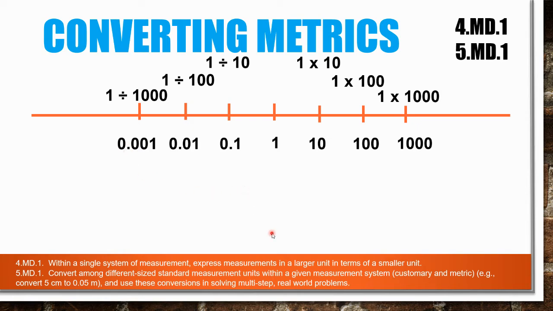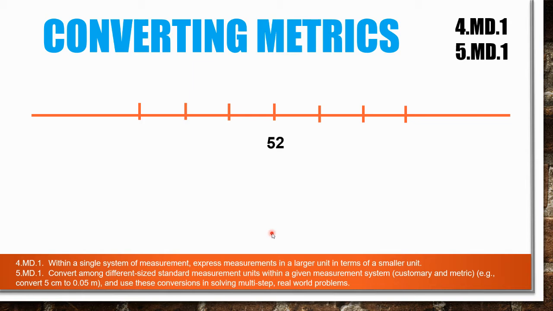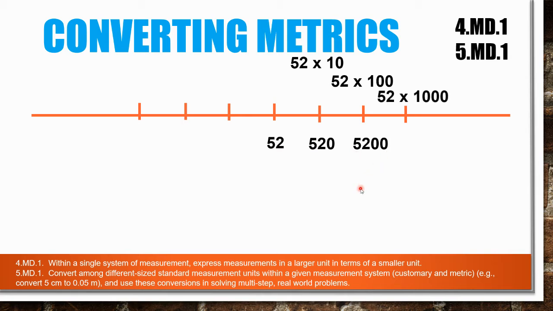All right, let's look at one more example, but this time we're going to use the number 52. Let's just start with 52. We're going to go to the right first. So 52 times 10, what do you think it'll be? You're right, 520. 52 times 100, 2 places to the right. Again, 1, 2. And 52 times 1,000 is 52,000. All right. Now that's multiplying.